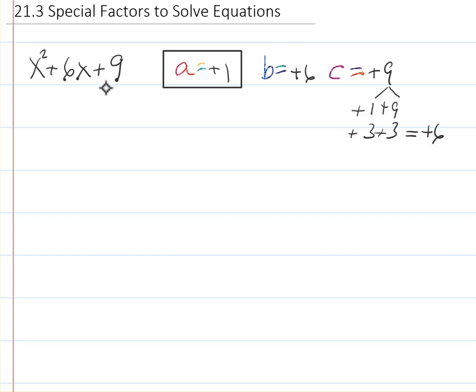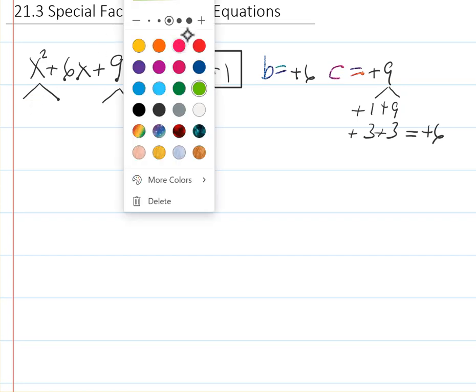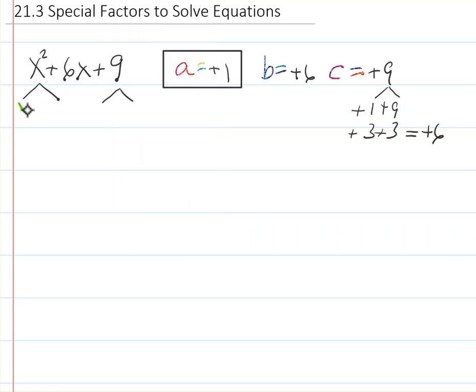So we're going to come over here and break these two out again like we always do. The ones on the left are going to be your x and your x. The ones on the right are going to be your positive 3, positive 3. So that we now know we have x plus 3 squared. That's basically what we're going for in this lesson.